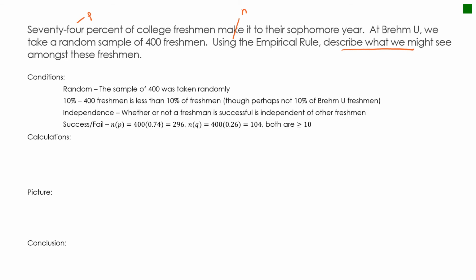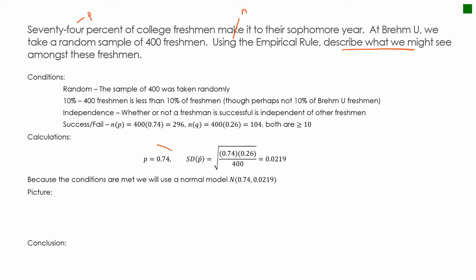So I would check the conditions. 400 were taken randomly. 400 is less than 10% of all freshmen. Independence: whether or not a freshman is successful is independent of other freshmen, again because we're choosing a random sample. And success/fail, they're both greater than or equal to 10.